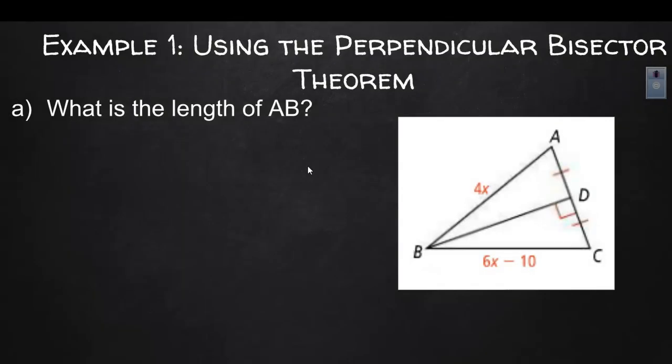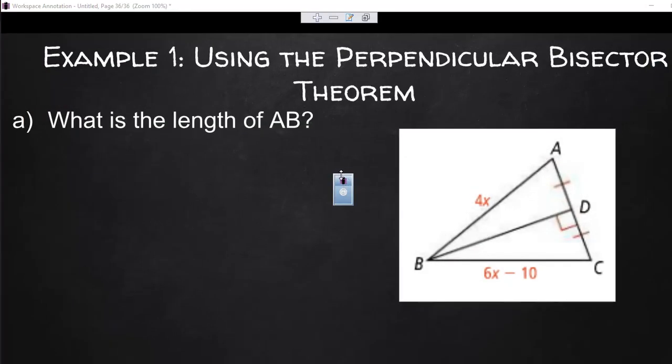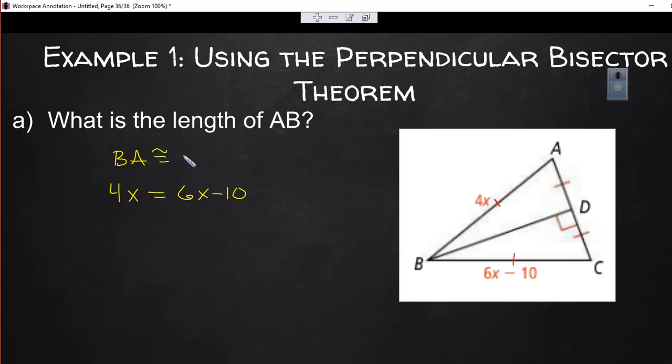So let's look to see how we'll use this. What is the length of AB? We're just going to answer the following questions by what we know. Look at our diagram. We can see that AC has been cut in half at a right angle by BD. So this BD is the perpendicular bisector of our segment AC. So that tells us that the distance of these two sides here are going to be congruent. So we're going to take 4x and set it equal to 6x minus 10, because we know that segment BA is going to be congruent to segment BC.